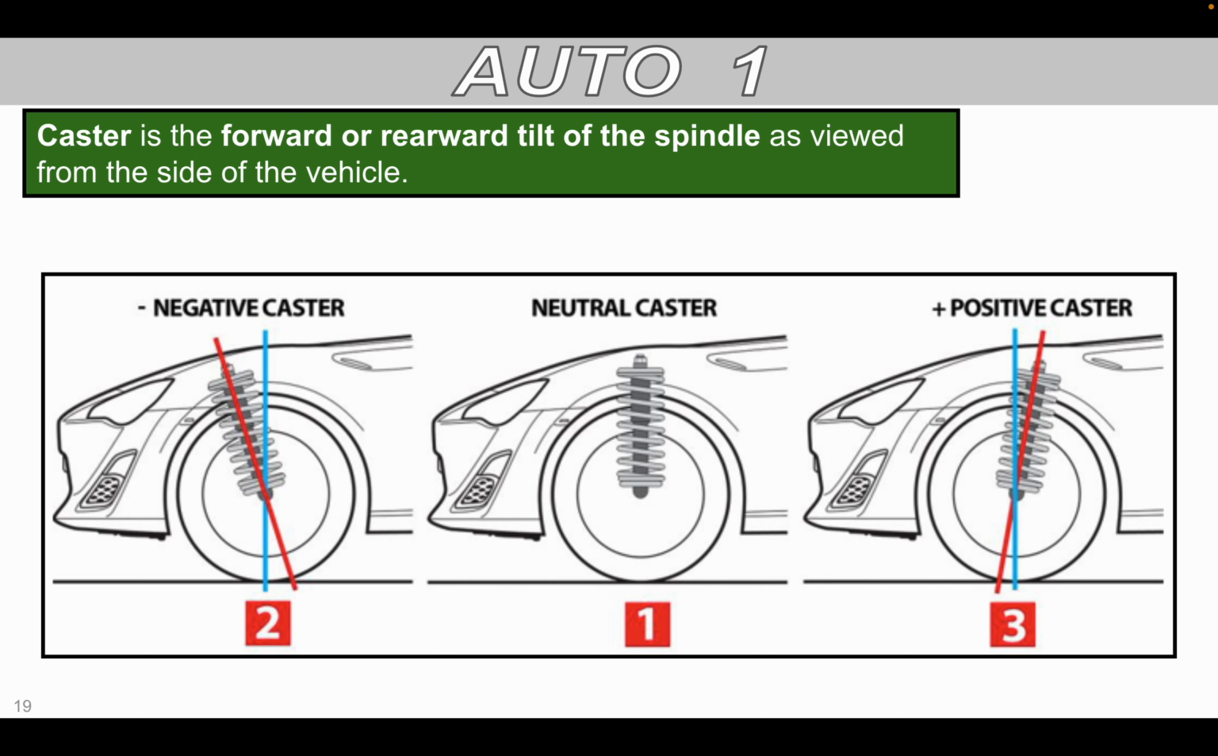Okay, that's neutral caster. Negative caster, again, center of that wheel. If I have this vertical line going through this, going down to the road, anything to the front of the vehicle, where I'm mounting the top of that spindle, is called negative caster. Negative caster. Big negative sign.